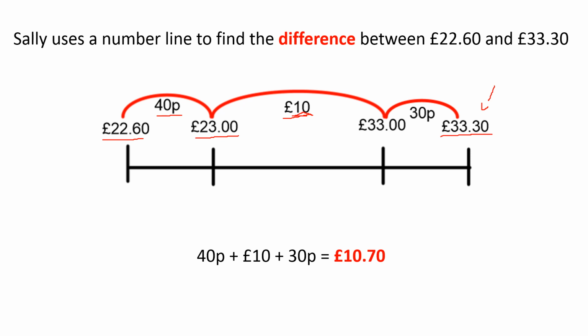So now what do we have left? We're on £33. We only have another 30 pence left. So now you'll do another small jump, which is 30 pence. Now what do you think we have to do over here? Pause and have a think.